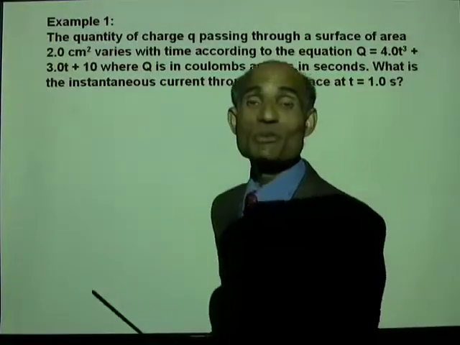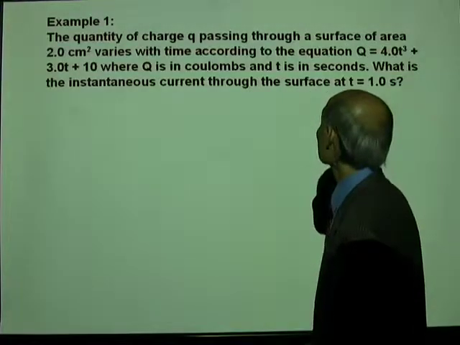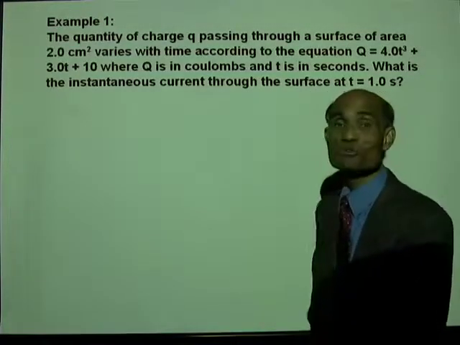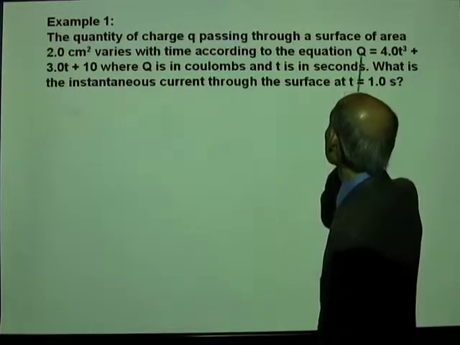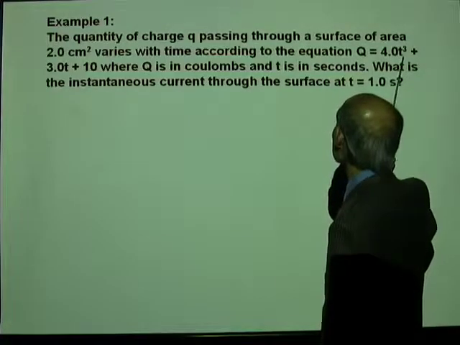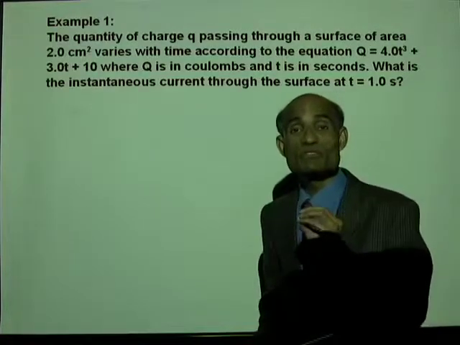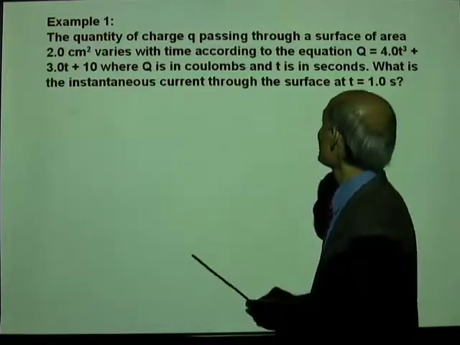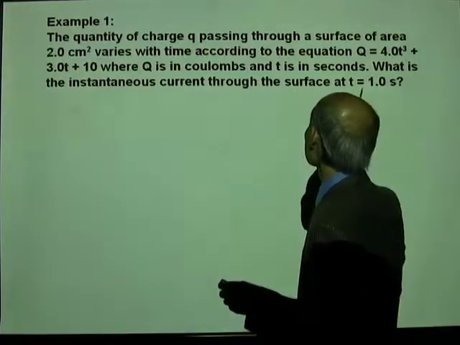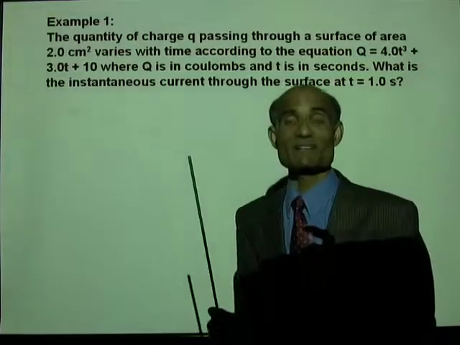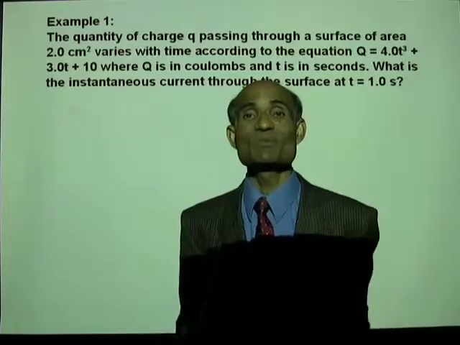Now, let's do a couple of examples. A quantity of charge Q passing through a surface of area 2 centimeters squared varies with time according to the equation Q equal to 4t cubed plus 3t plus 10, where Q is in coulombs and t is in seconds. What is the instantaneous current through the surface at t equal to 1 second? What is the electric current at the instant when t equal to 1 second?